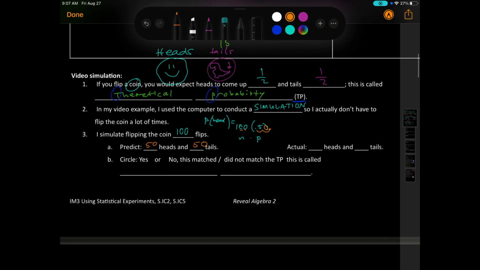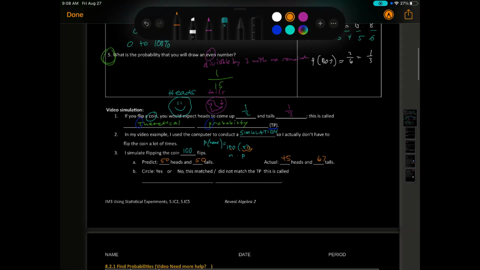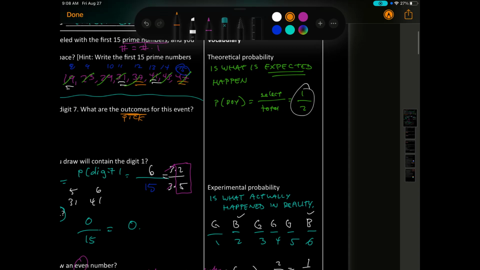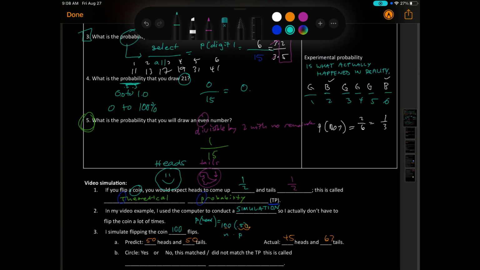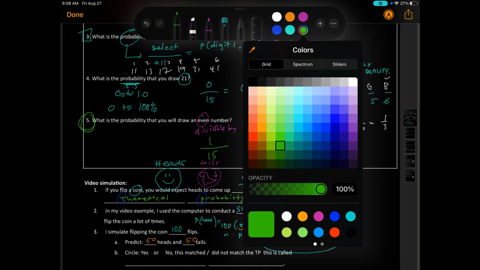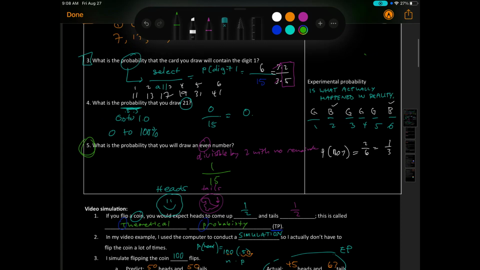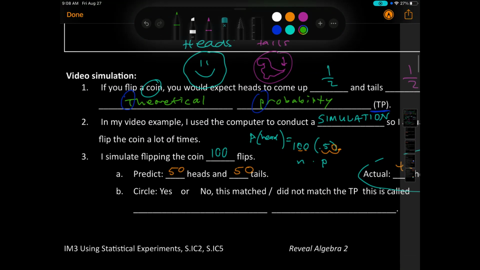And then our actual there was we had 45 heads and 63. So question, what is the actual here from our definition vocab words up here? Is that the theoretical or experimental? Well, this was my experiment. So this is my experimental probability. In theory, or theoretical, that would be my TP, right? Because this is what we predicted.